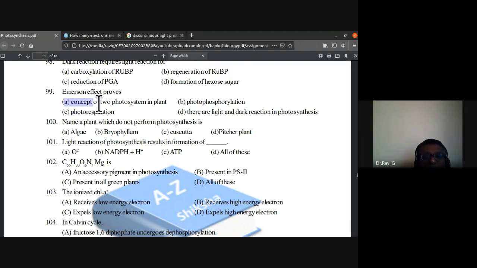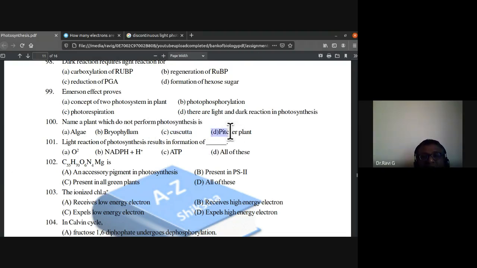So they prove the concept of two photosystems in plants. Name a plant which does not perform photosynthesis: algae, bryophyllum, cuscuta, pitcher plant. Cuscuta does not undergo photosynthesis. Why is it so? Because they are parasitic plants. They are yellowish in color, so they don't have chloroplasts or leaves. So the answer is D.